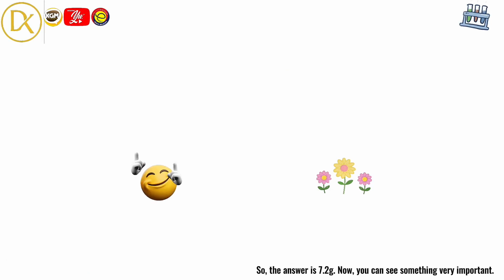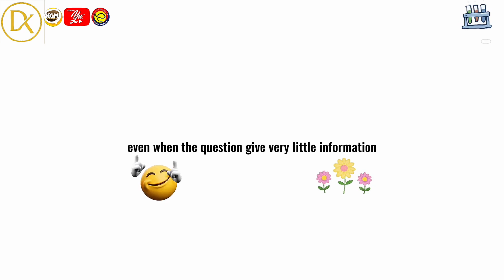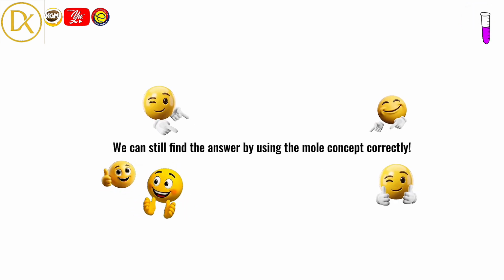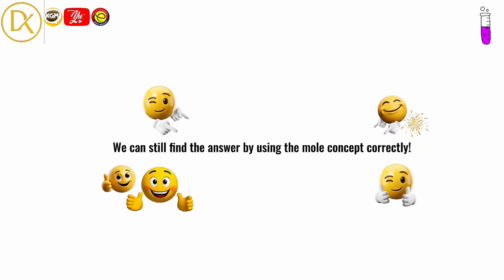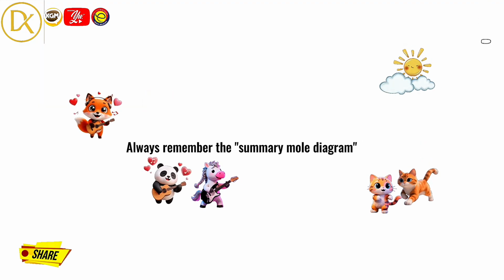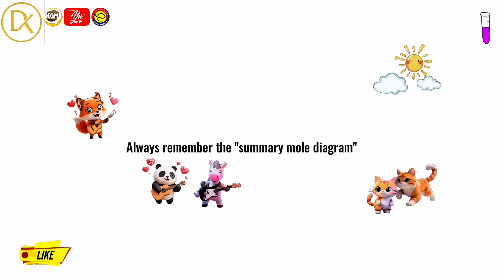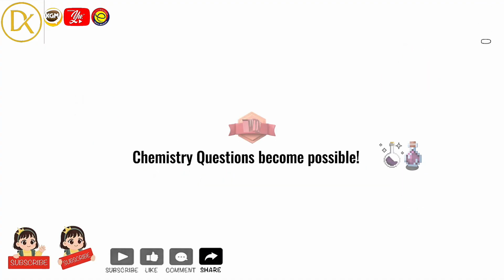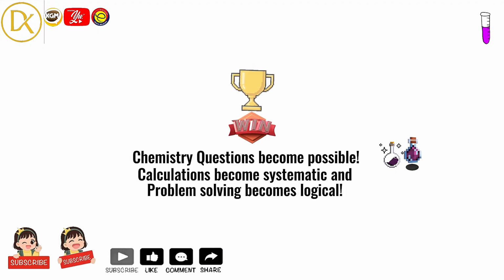Now, you can see something very important. Even when the question gives very little information, we can still find the answer by using the mole concept correctly. That is why the mole concept is the most fundamental concept in chemistry. Always remember the summary mole diagram, and the qualitative and quantitative information in a balanced chemical equation. When you understand these two, chemistry questions become possible, calculations become systematic, and problem solving becomes logical.